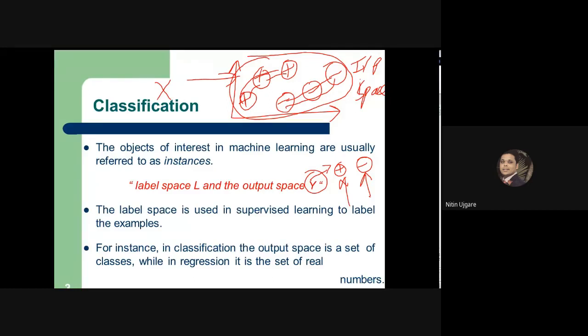We know that in supervised machine learning tasks, the label space is used to label the examples. For instance, in classification, the output space is a set of classes, as I just mentioned, while in regression, it is the set of real numbers. As this is a classification task, the output space is a set of classes. We have two classes, 1 and 0, where 1 represents positive and 0 represents negative. This is the output space, which is represented using Y.